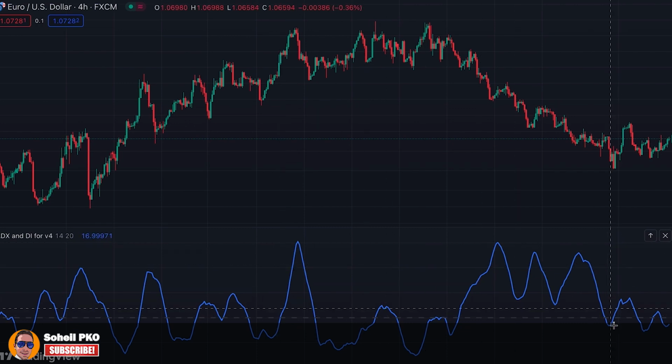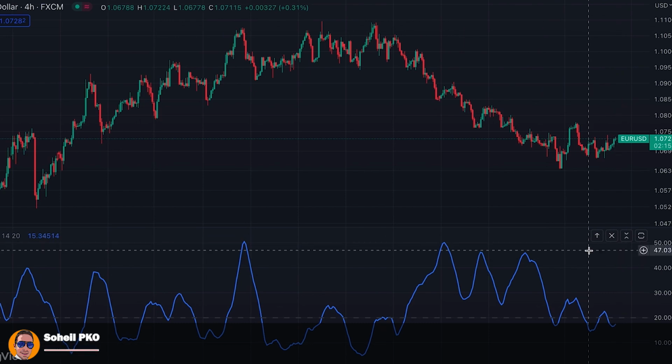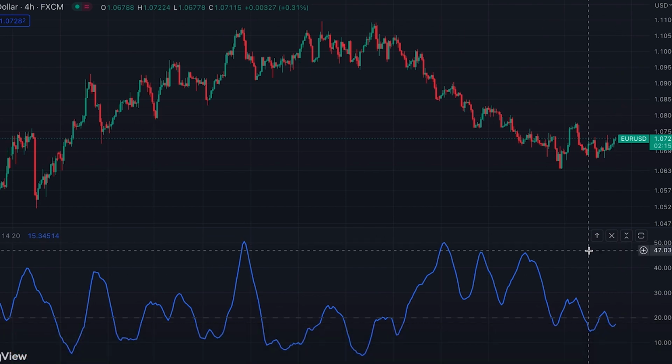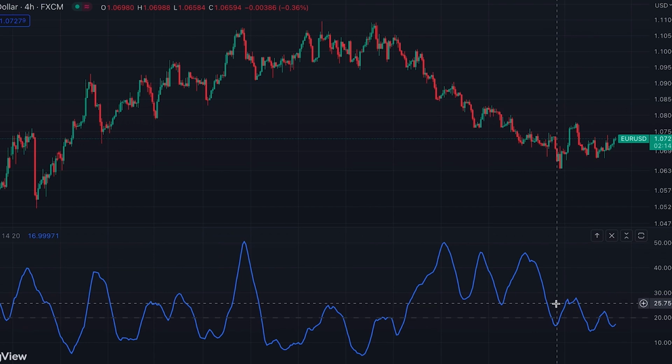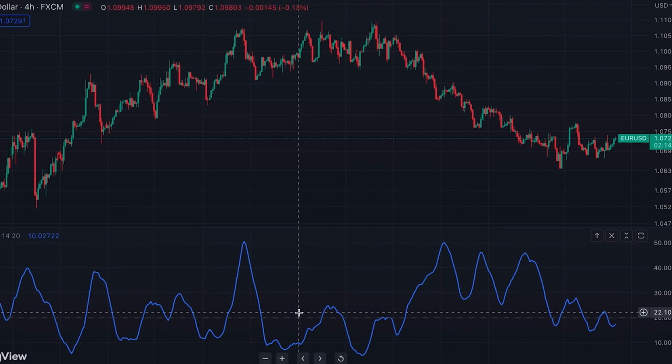ADX line moves from 0 to 100, and Wells Wilder suggested when ADX line is above 25, the trend is strong enough to use a trend following strategy, and when ADX line is below 20, there is no trend in the market and no trend strategies must be used. Many traders in every market use 20 as the key level of ADX, and in practice also deciding based on this level provides us enough information about the market situation.